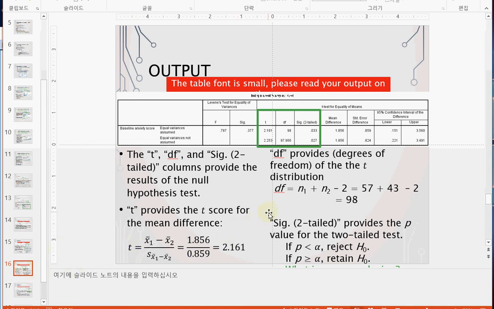And also the degrees of freedom for independent sample t-test is computed by summing up the two sample sizes and minus 2, the number of groups, so it becomes 98. Then we have a p-value here. The p-value is 0.033, which is obviously smaller than 0.05. So we have to reject the null. We have to reject the null.